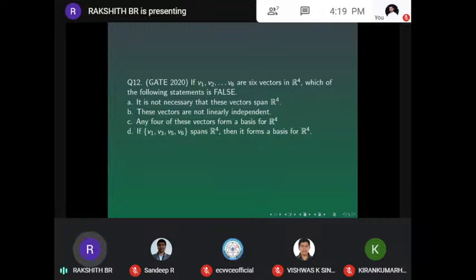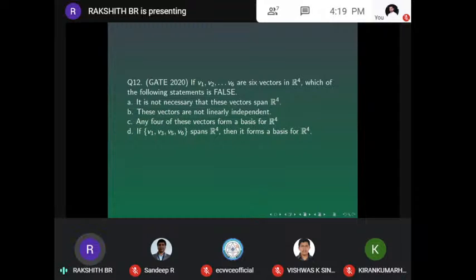The first option is as follows: it is not necessary that these vectors span R4. If you consider the space Rn, an n-dimensional space, then it is of dimension n. That means it is spanned by n linearly independent vectors, so the maximal number of linearly independent vectors in that space is n.